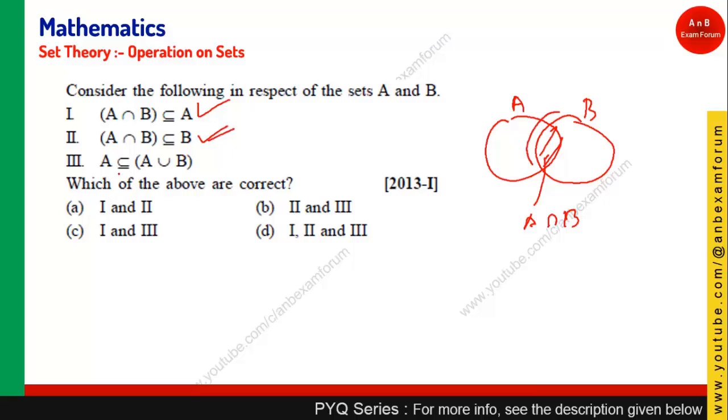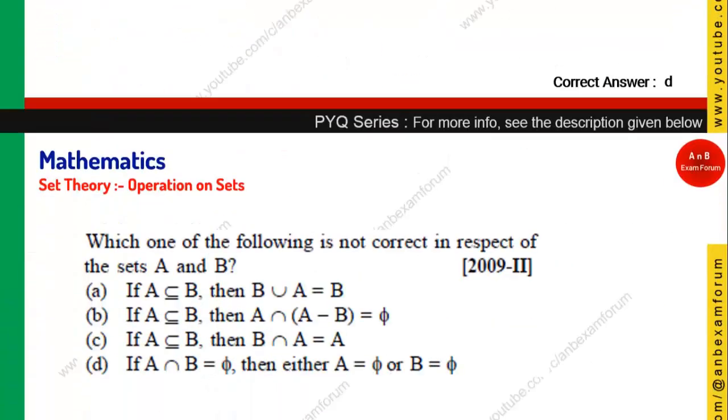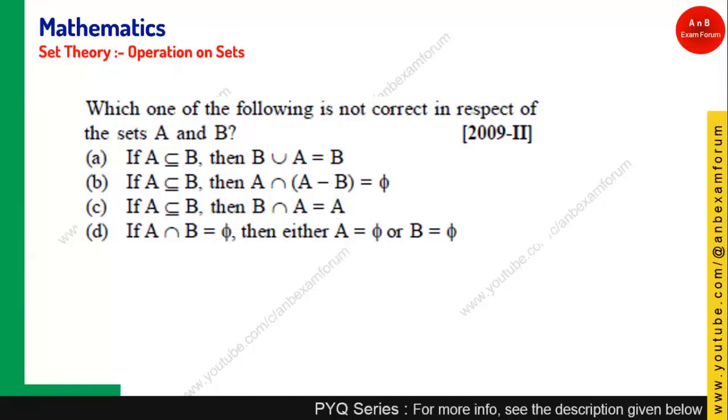A is a subset of A union B. Yes, this is also correct. So with the Venn diagram, you can easily appreciate these options. So all these three are correct. Okay, so option D, those who have given it, well and good, they are right. Quickly moving to the next question.